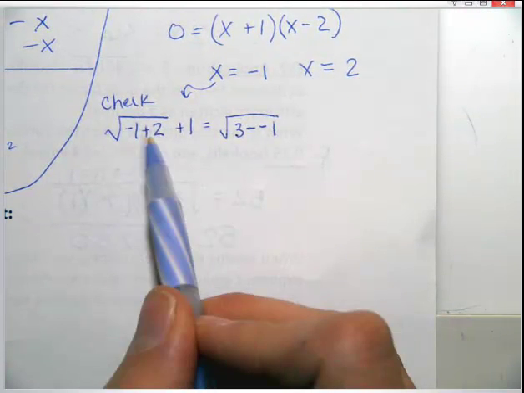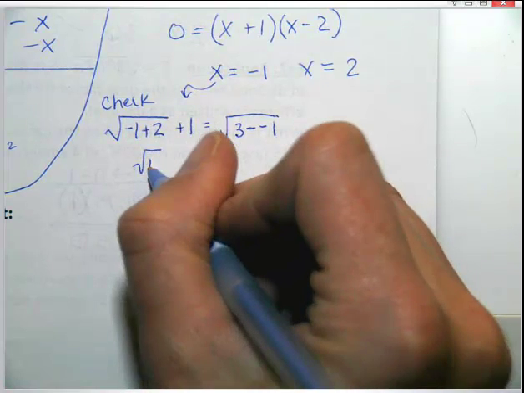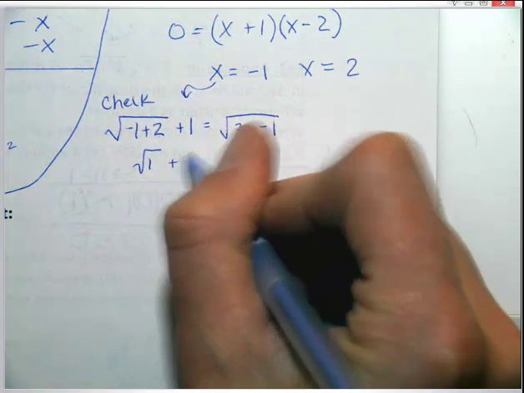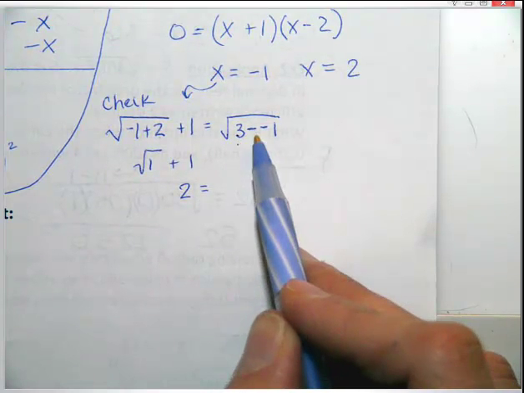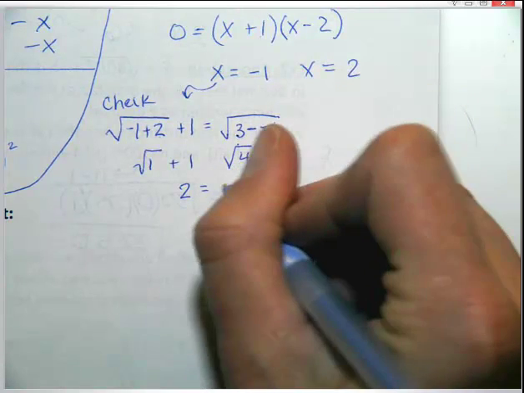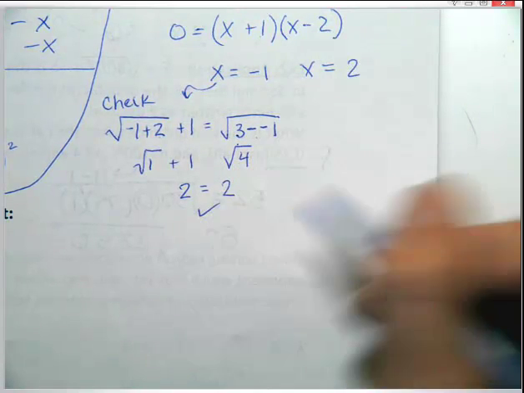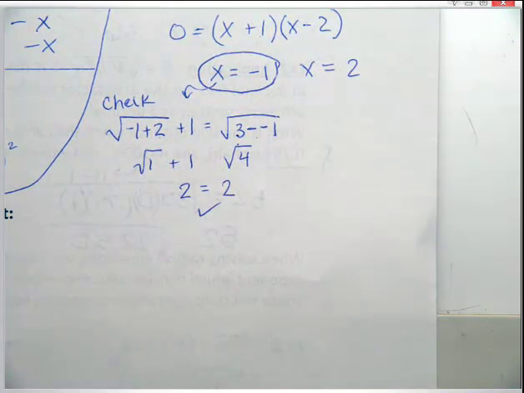So on the left side, we have negative 1 plus 2 is positive 1. Square root of positive 1 is 1. 1 plus 1 is 2. On the right side, we get 3 minus a negative 1, so 3 plus 1, which is 4. Square root of 4 is 2. Does 2 equal 2? Yes. So I'm going to go back and circle and say x equals negative 1 is a solution.